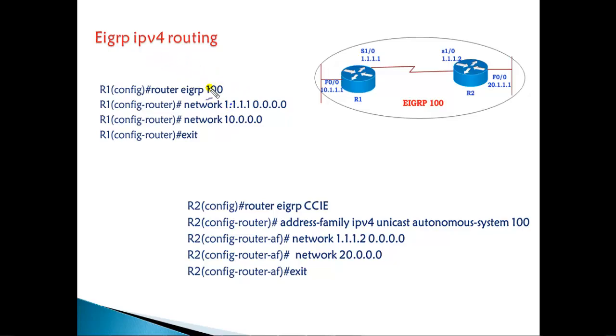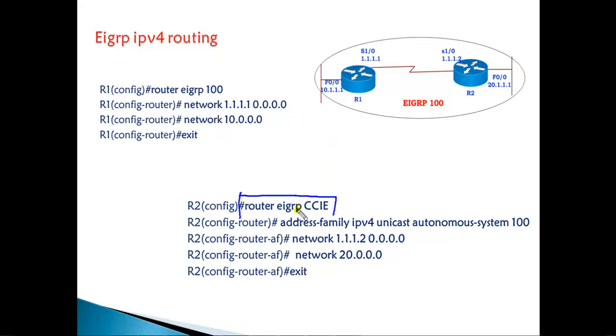In classic mode, we use a normal EIGRP, router EIGRP 100. We need to define the autonomous system number, and then we just advertise the network ID with a wildcard mask, or you can just use the network command. It is going to advertise the network with the default subnet mask.